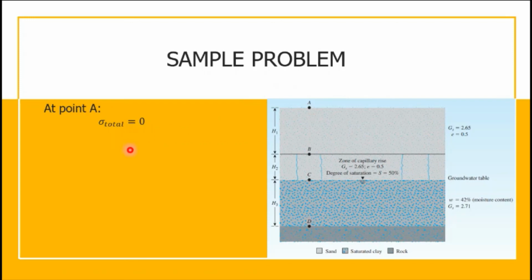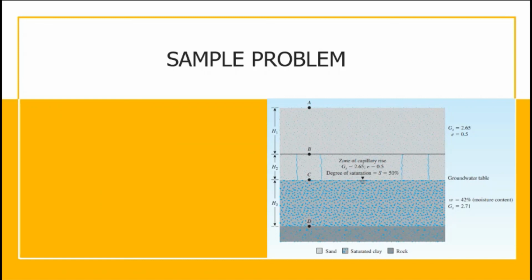And therefore, the neutral stress is also equal to 0 because there's no water above this point. So pag wala namang height na makukuha tayo at unit weight na makukuha, therefore the neutral stress will be 0. And the effective stress therefore is also equal to 0 because 0 minus 0 is equal to 0.